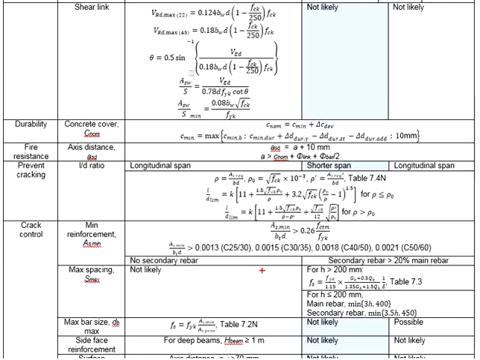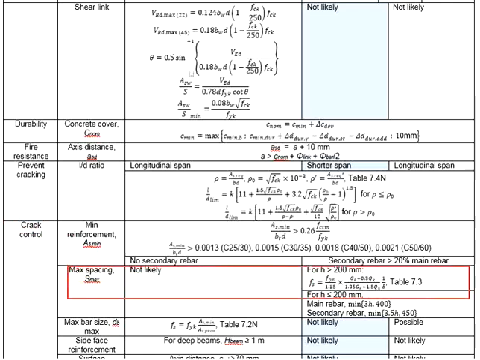For beams, there is no secondary reinforcement bar. As for the slab and the staircase, there will be secondary reinforcement bar. Now the secondary reinforcement bar will have to be at least 20% of the main reinforcement bar. Next, we talk about the maximum spacing. It is another serviceability requirement that is used to control cracking.